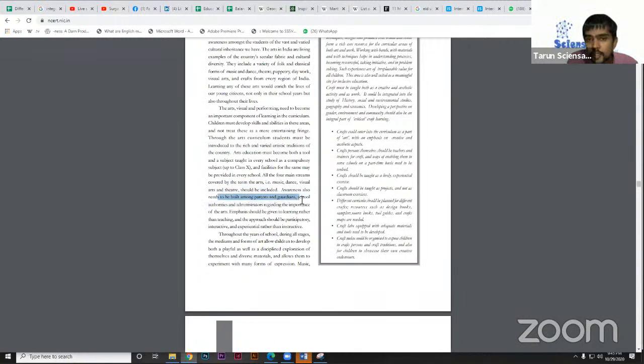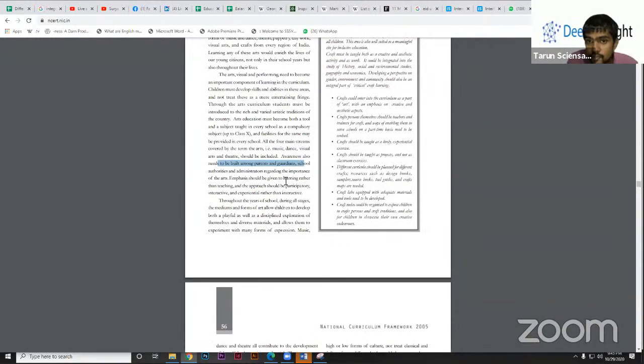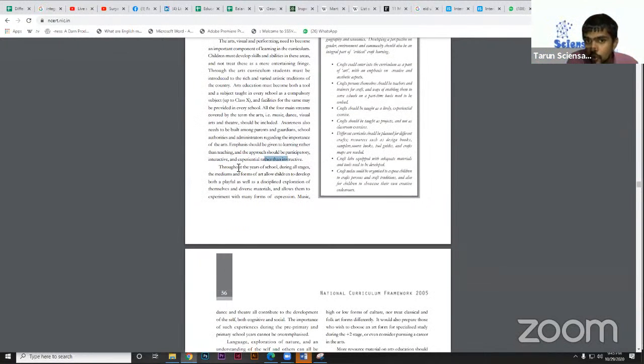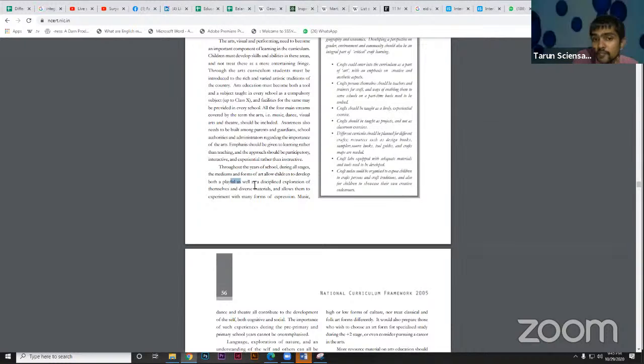Awareness also needs to be built among parents and guardians, school authorities, and administrators regarding the importance of arts. Emphasis should be given to learning rather than teaching, and the approach should be participatory, interactive, and experiential rather than instructive. Throughout the years of school, during all stages, the mediums and forms of art allow children to develop both a playful as well as a disciplined exploration of themselves, and diverse materials allow them to experiment with many forms of expression.